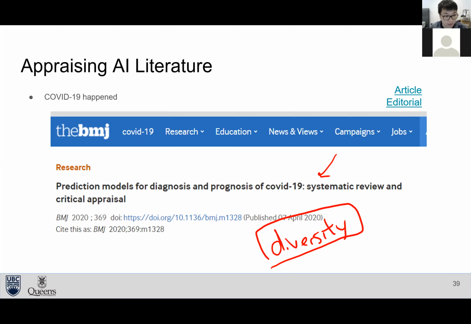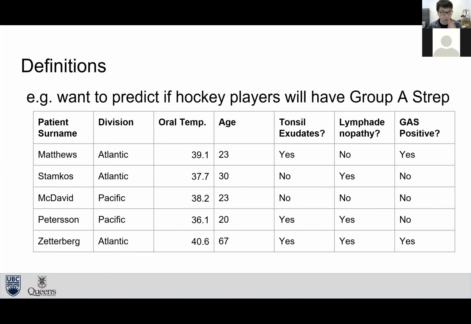So that's a bit of skepticism that we have to present about AI. And there's a few tidbits there to foreshadow what we're going to learn in order to criticize these papers. I'll go over some key definitions just so we share a common language.